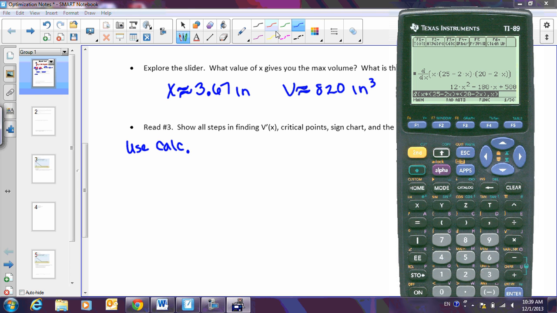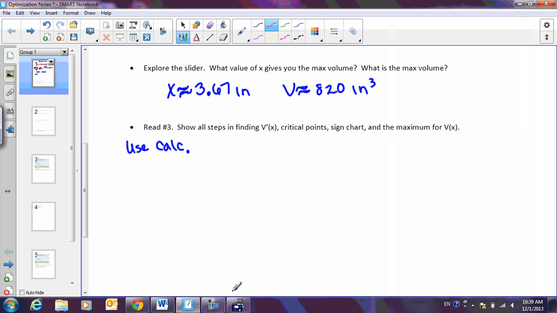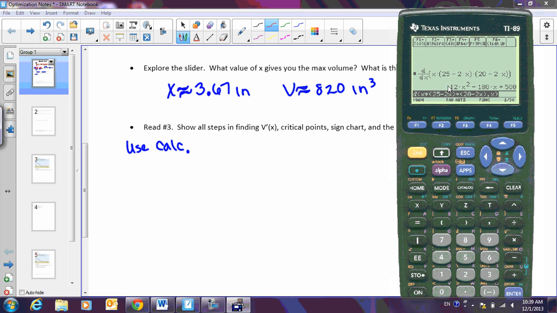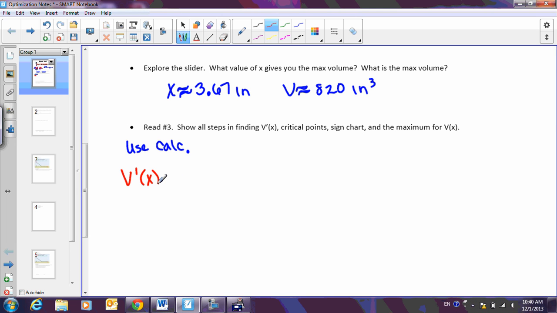And this makes sense because, oops, sorry, let me bring that back. This makes sense because if I had multiplied this whole thing out, it would have been a cubic. And when we take the derivative of a cubic, we get a quadratic. And so I'm going to go ahead and write that here. So v prime of x equals 12x squared minus 180x plus 500. Okay, so now we got to think, okay, that's check. Now we got to do critical points.